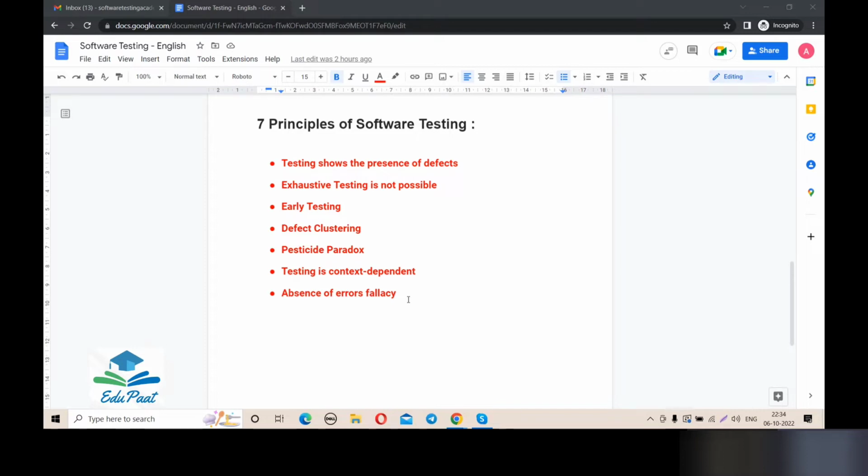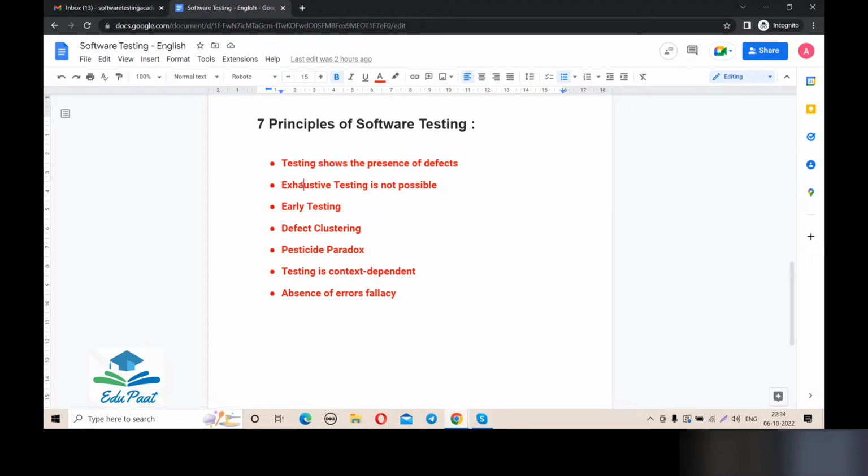We have to remember very carefully what the 7 principles are. The first principle: testing shows the presence of defects. The second is exhaustive testing is not possible. Third, early testing. Fourth, defect clustering. Fifth, pesticide paradox. Sixth, testing is context dependent. And number 7 is absence of error fallacy. That is the 7 principles of software testing, and I will tell you in detail what each one is.